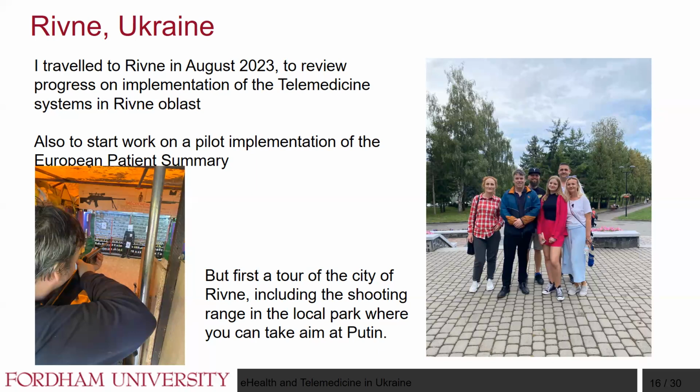People are a bit tense, as you might imagine, and part of their coping mechanism is a sense of humour. So the picture at the bottom left is a shooting range with an air gun in the local park where you can take pot shots at Putin. I apologise if some of this still verges on politics. I try to steer clear of the politics, but I'm trying to explain how a sense of humour prevails.